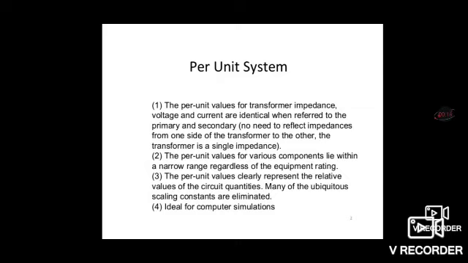The second point for the per unit system is that the per unit values for various components lie within a narrow range regardless of the equipment rating. And the third point is that the per unit values clearly represent the relative values of the circuit quantities, and many of the ubiquitous scaling constants are eliminated, and it is ideal for computer simulations. So we are going for the per unit system.